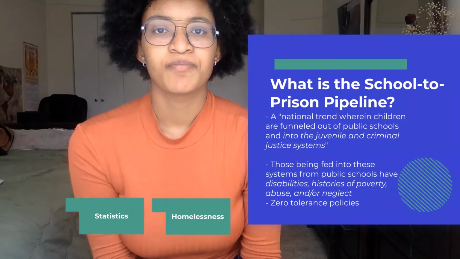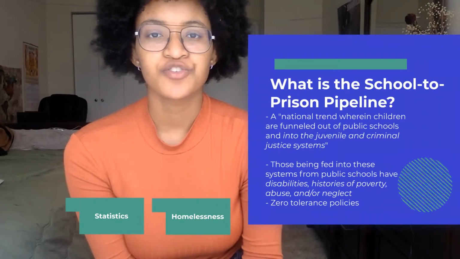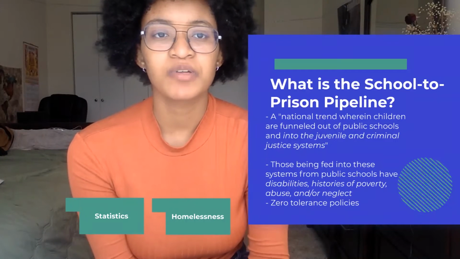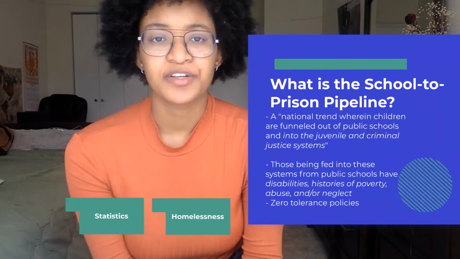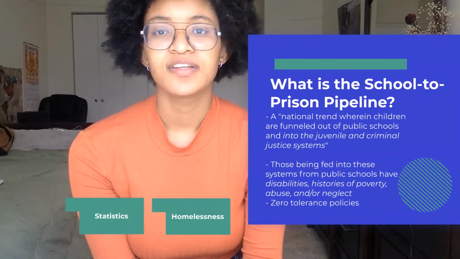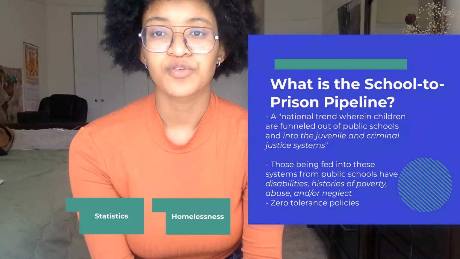Let's analyze the impact on education and housing opportunities. The school-to-prison pipeline is a national trend wherein children are funneled out of public schools and into the juvenile and criminal justice systems, according to the ACLU. Many of the children being fed into these systems from public schools have disabilities, histories of poverty, abuse, and/or neglect.